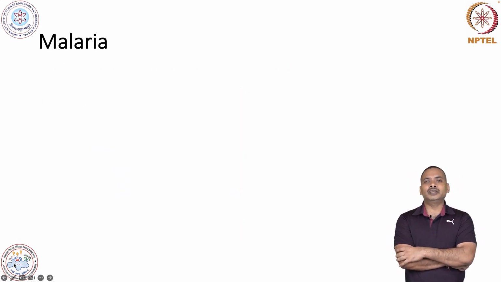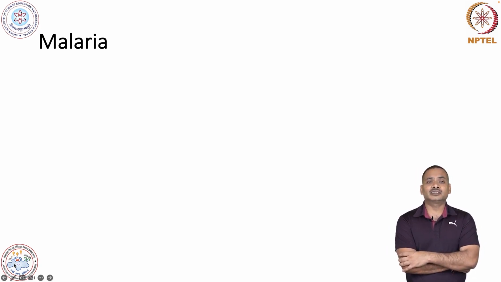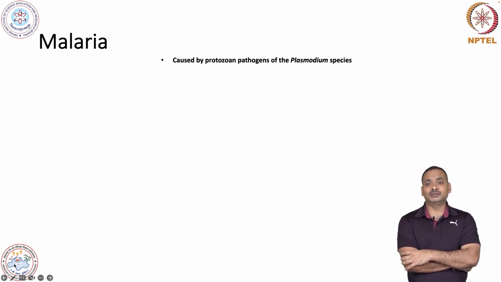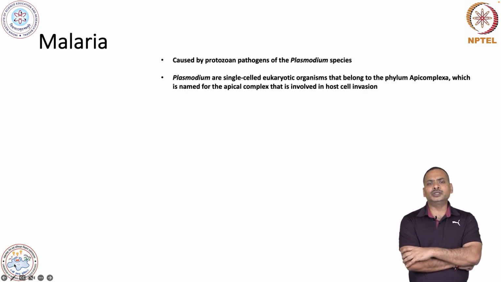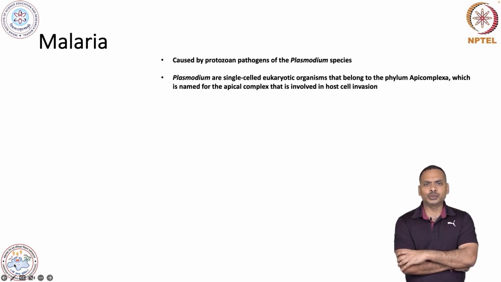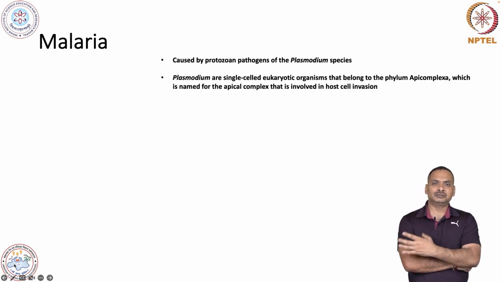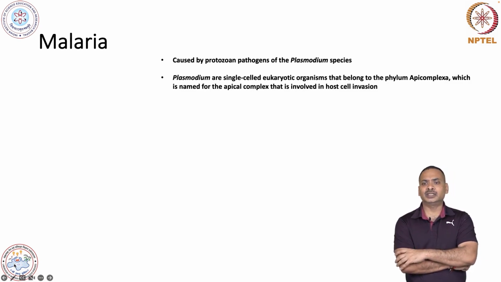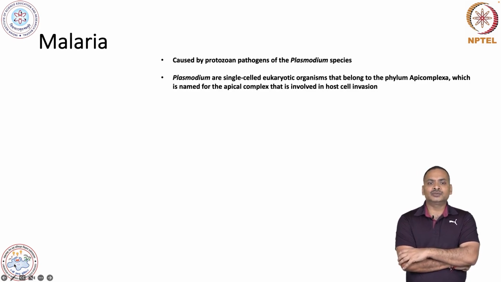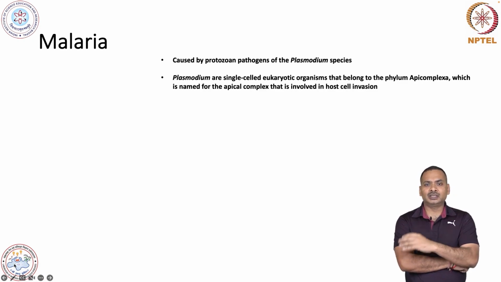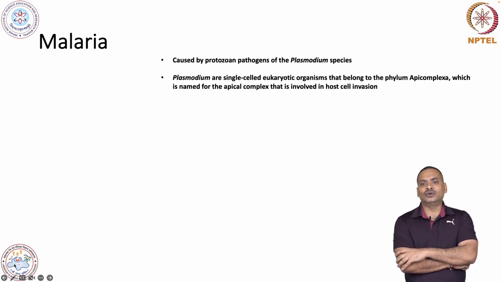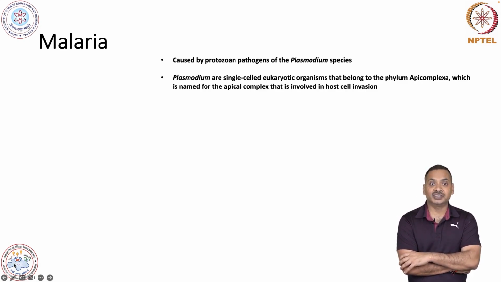You are probably all aware that malaria is caused by Plasmodium species, which is a protozoa. Plasmodium are single celled eukaryotic organisms that belong to the phylum Apicomplexa, which is named for the apical complex. At the apical part there is a complex that is involved in host invasion.